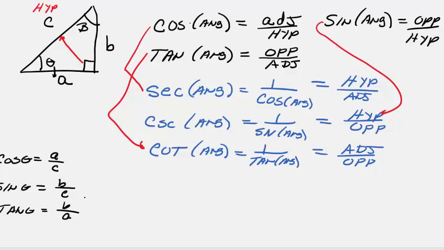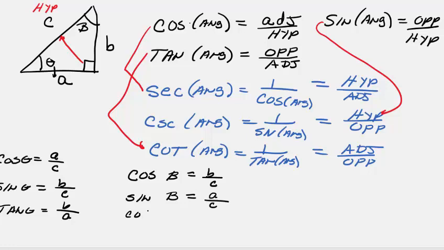Now, one thing I want you to pay attention to, which shows up also on the SAT, is let's do beta for a second. Let's look at the cosine of beta. Beta, again, this is adjacent, so it's going to be B over C. Adjacent over hypotenuse. What's the sine of beta? The sine of beta is A over C.